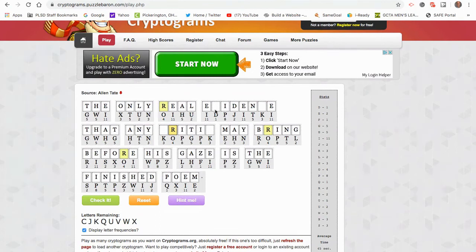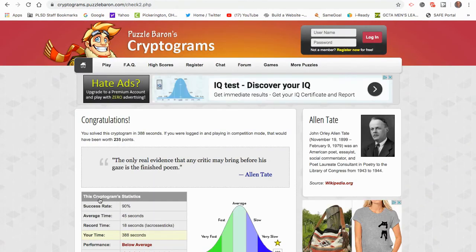So now we have these couple words up here, and these are longer words, and we can check things. So does the D, yeah, the D is there. That is correct. The P, let's see if the P is correct. It may not be. Nope, I think it is. Oh, the only real evidence that any critic may bring before his gaze is the finished poem. And so we can check it and see if it's correct. And what we found is that it is correct.